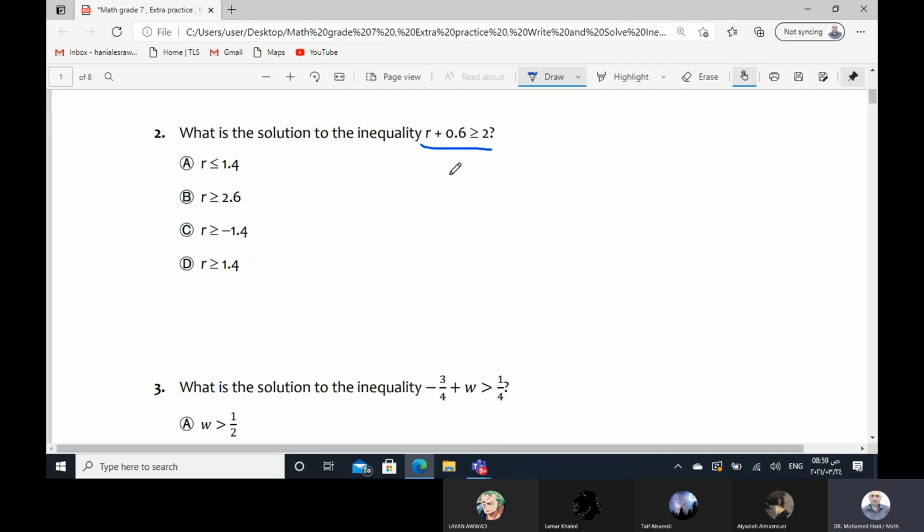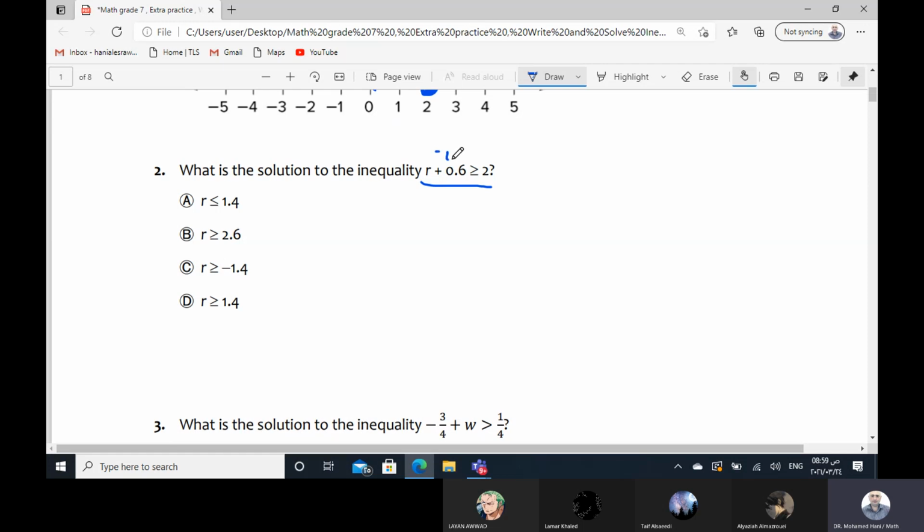Try to remove 0.6 from the two sides. So subtract 0.6 from the two sides. 0.6 and minus 0.6 will be 0. Remains here r greater than or equal. Then here we have 2 minus 0.6. Put here point and 0, then do subtraction. Now borrow 1 from here. Here will be 1. Here will be 10. Then 10 minus 6 will be 4. Drop the point. 1 minus 0, 1. So r greater than or equal 1.4. So the answer will be D.